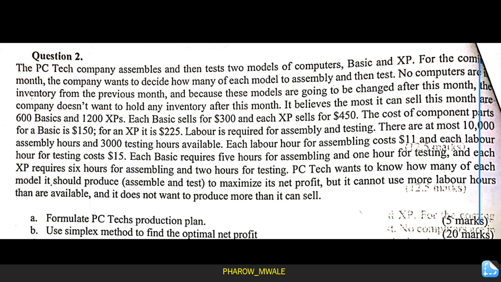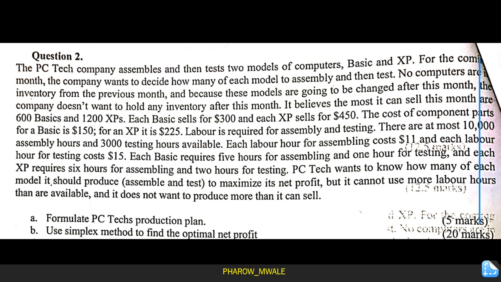PC Tech wants to know how many of each model it can produce, both to assemble and test, to maximize its net profit. But it cannot use more labor hours than are available, and it does not want to produce more than it can sell.